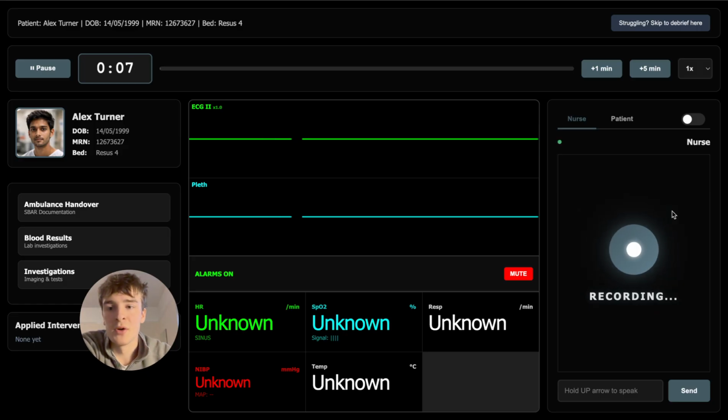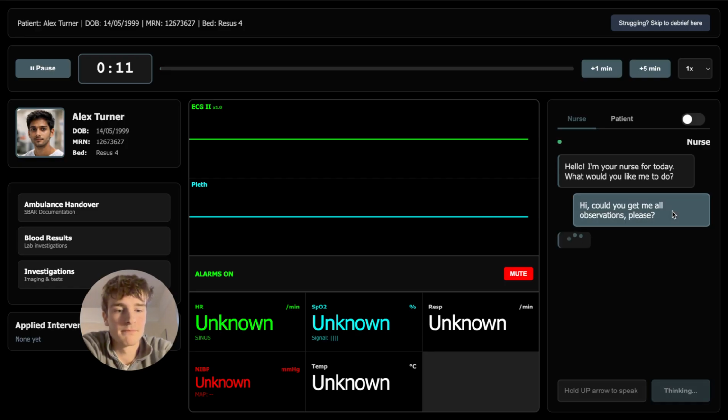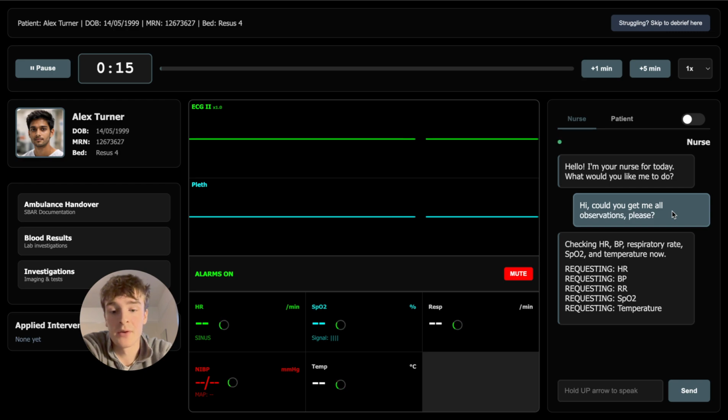Hi, could you get me all observations, please? So you can see here they're loading. This will take about 30 seconds. It could be instant if you wanted it to be, but we've set it at 30 just for a bit of realism. You shouldn't expect to get obs instantly, of course. So whilst those are coming in, let's talk to the patient.